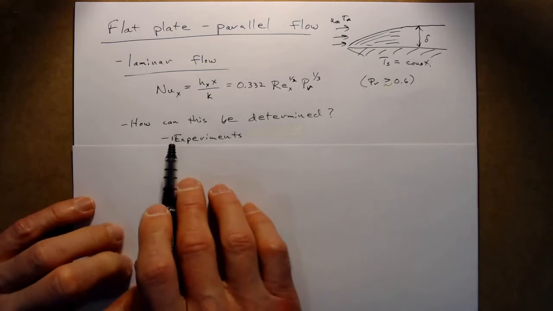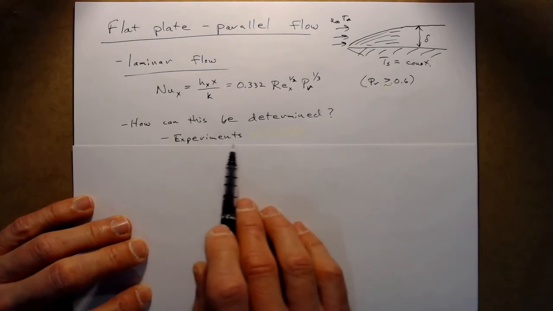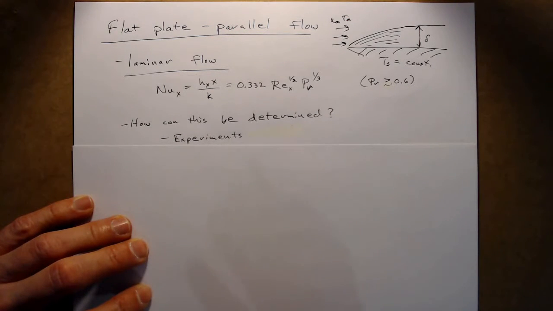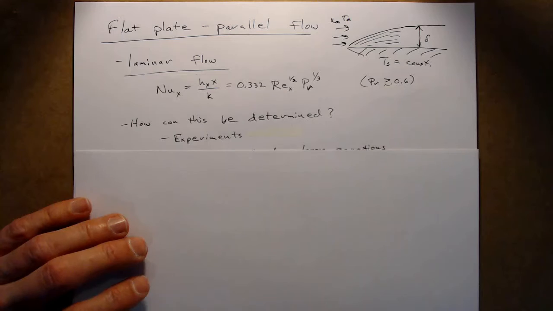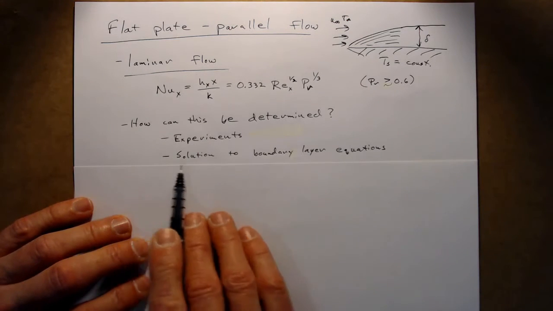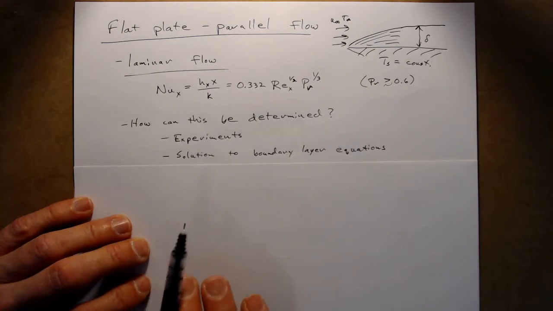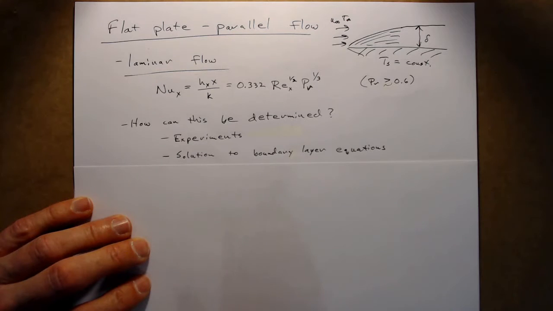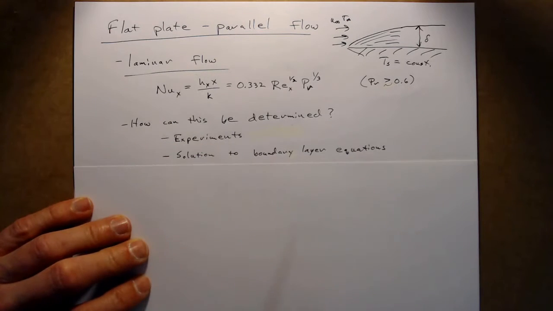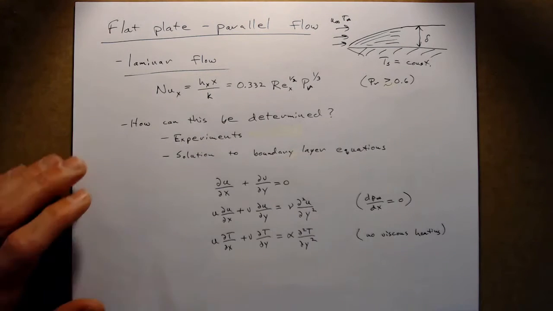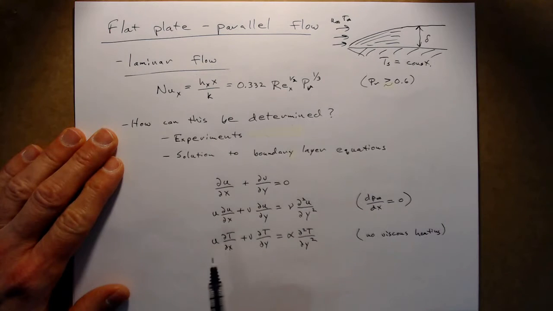So the first place we can get an expression like this, a correlation, is from experiments. And actually this is probably the most useful and the most common, but it requires a lot of work. And so we can also consider the direct solution of the boundary layer equations. Now many times this isn't practical, but it is for the case of the flat plate in parallel flow for the laminar regime.